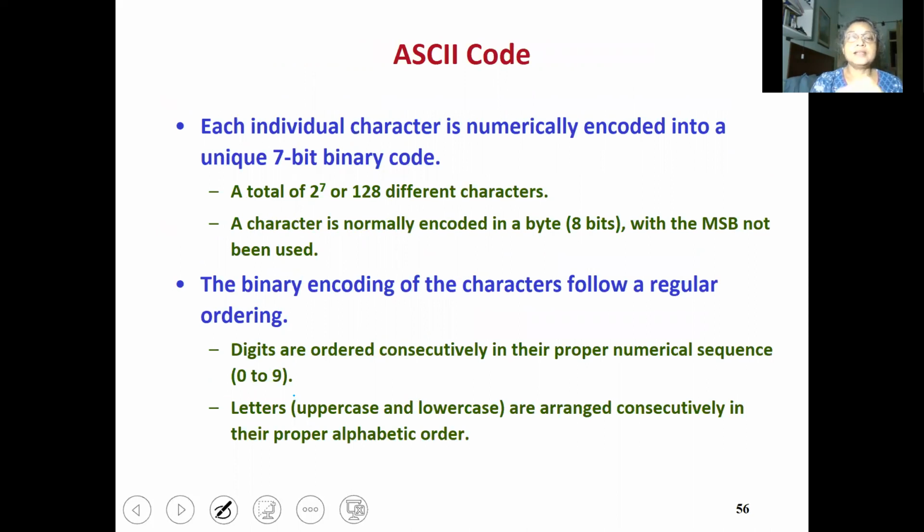Now, as I told, in ASCII code, every individual character is numerically encoded into a unique 7-bit binary code. And therefore, there are a total of 128 different ASCII characters in standard ASCII. There is also the extended ASCII, which is another 128, but that's not what is there in C. So if you have 8 bits to represent a character, the MSB is not used. The rest of the 7 bits are used to represent the ASCII code. And the binary encoding follows a regular ordering.